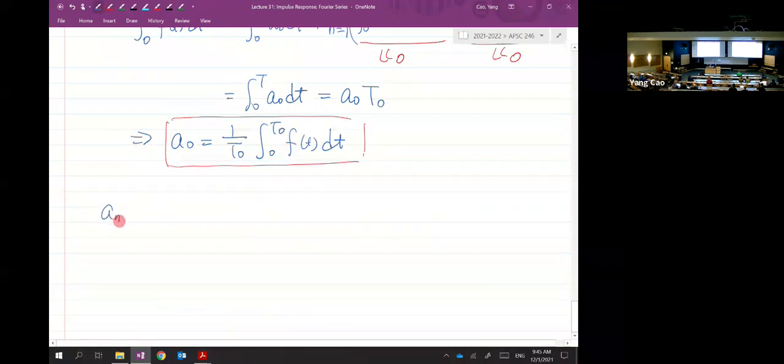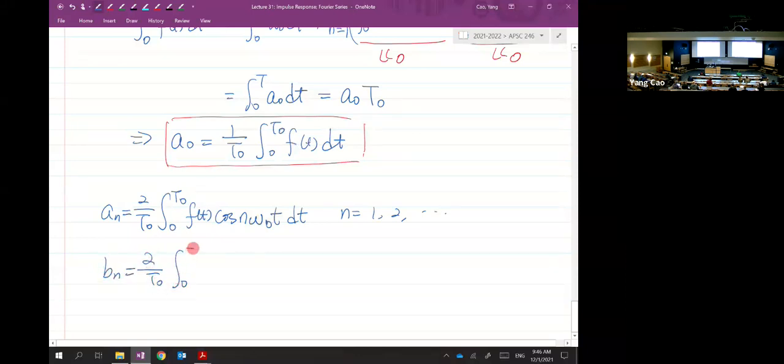So how about an and bn? Now these two take a little bit more steps of proof, but this is where I'm going to skip the proof from the lecture. You can take a look at the lecture notes for how the results are derived. Okay, so bottom line is an equals 2 over T naught, integral 0 to T naught, f of t cosine n omega naught t dt, and n equals 1 and 2 and up to infinity. That's the expression for an.